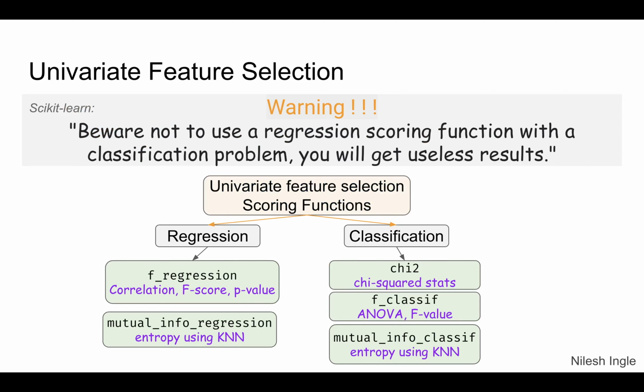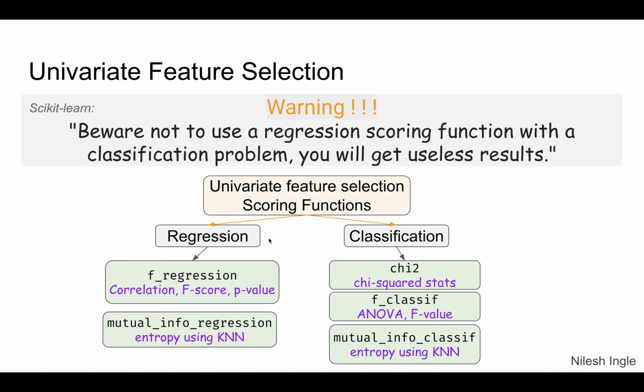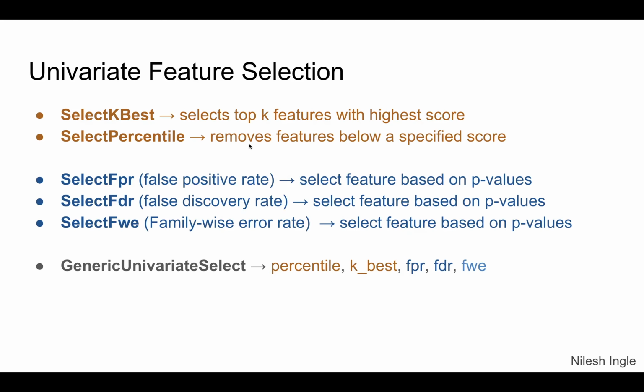Now, as a warning, while using these univariate methods, the question is what scoring function should you use. As you can see, all these methods calculate the scores, and you have the associated p-values. Depending on whether it's regression or classification, you want to use the appropriate methods that can be passed to these to perform the task of feature selection.